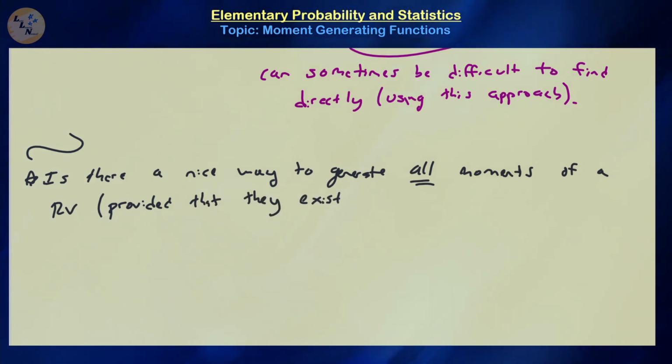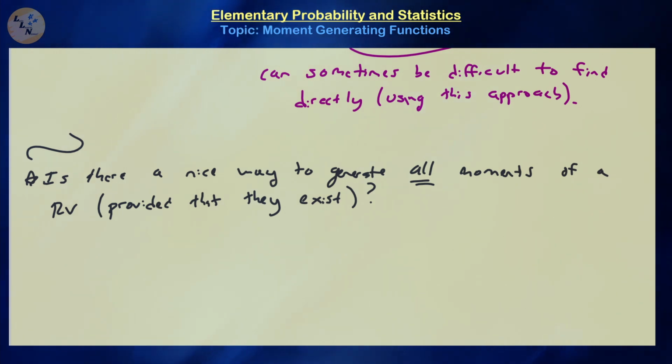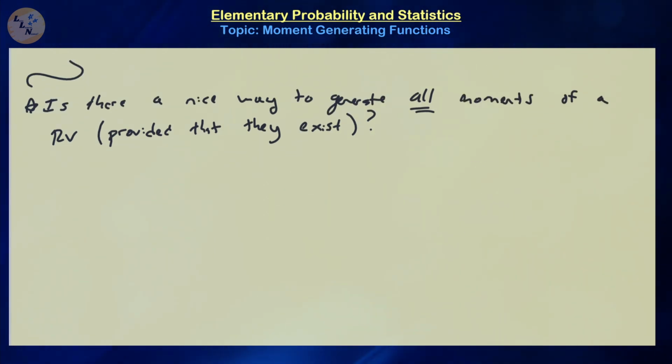Now, what do I mean by provided that they exist? Is it possible that the mean or the standard deviation or the skewness of a random variable does not exist? The answer is especially yes. But I'm not going to get into that discussion now. That's more of an intermediate to advanced topic in probability theory. So we'll investigate that later once we get to it. But for now, let's assume that these do exist. And if they do exist, how are we going to find them in a nice, very straightforward way, regardless of whether it's discrete or continuous?